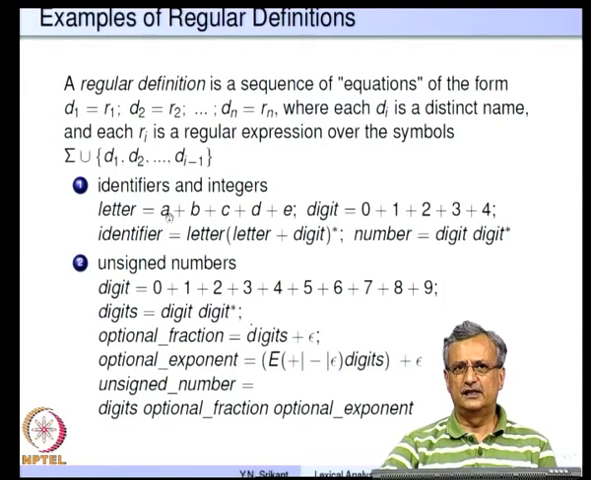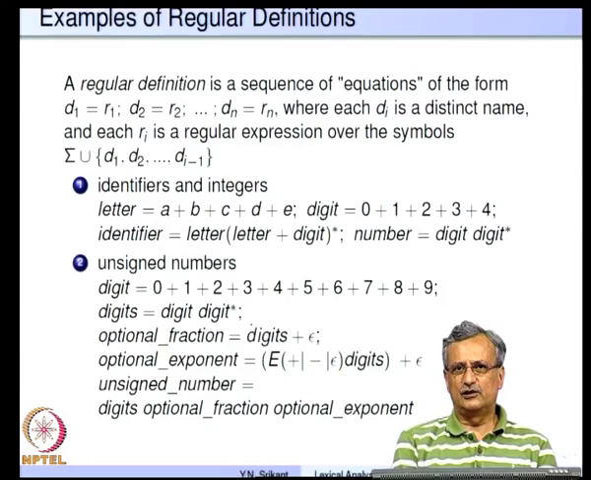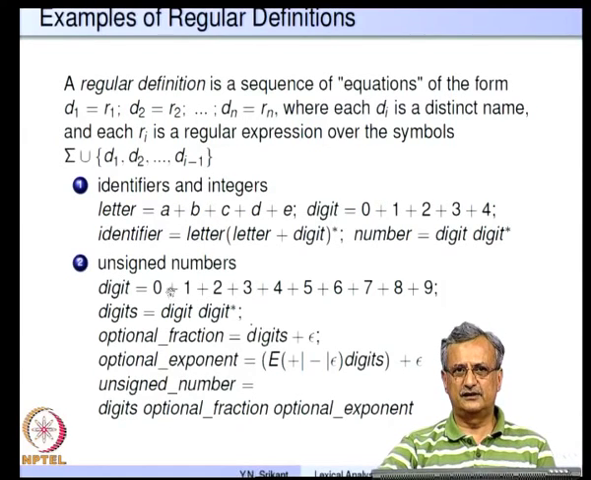Instead of writing this number as 0 plus 1 plus 2 plus 3 plus 4 followed by 0 plus 1 plus 2 plus 3 plus 4 star, it would be very difficult to understand large definitions without using shorthands of these regular definitions. So, that becomes even more clear in the following example here.